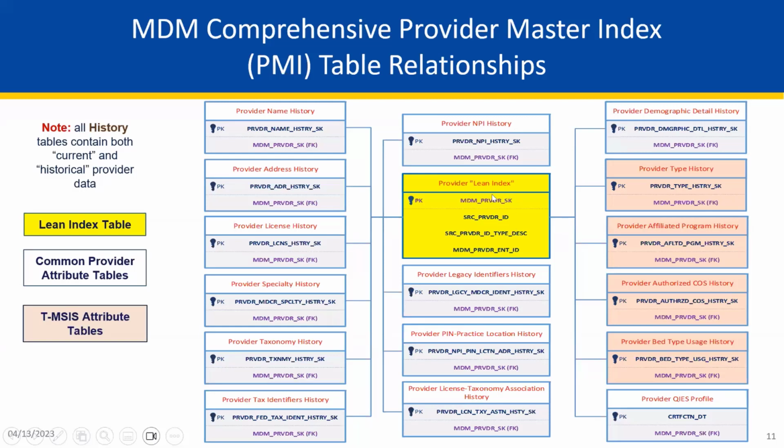Let's talk about the lean index, right? The one that is in the center, highlighted in the yellow. So that is the heart of our data model, where it has the linkage to all other data products. So MDM provider SK is a primary key that links the remaining data products. And the data is curated from different source systems, the ones that are highlighted in pink, on the right side. And today we have approximately 150 provider attributes.